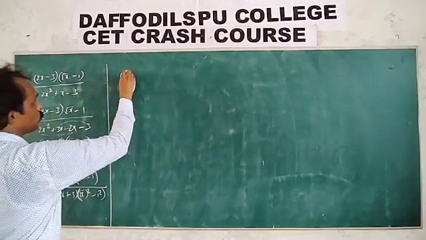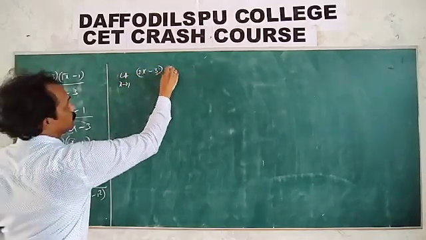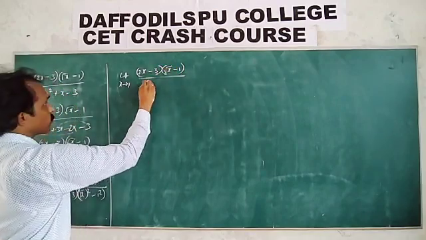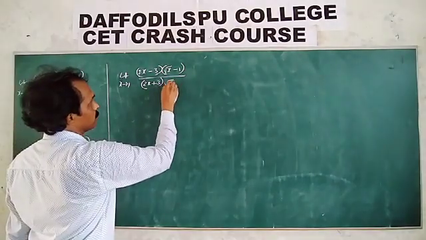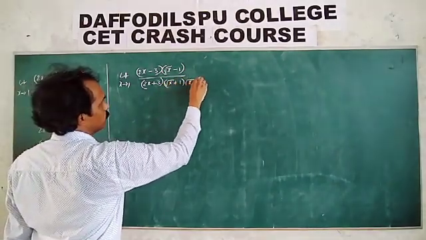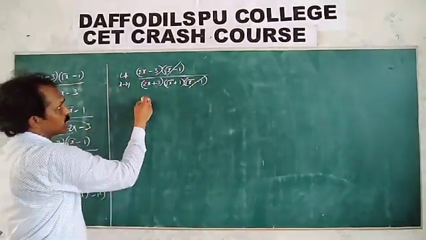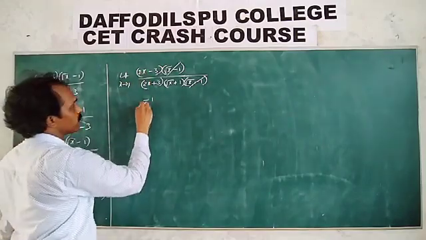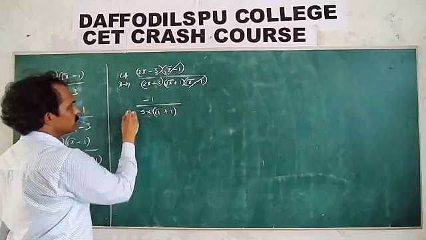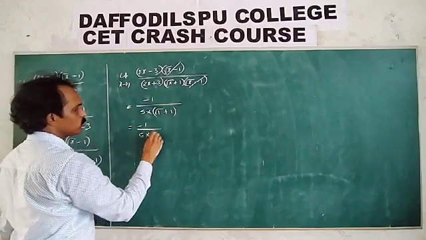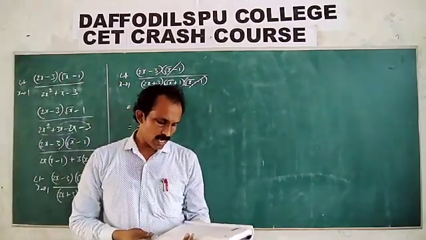Limit x tends to 1, 2x minus 3 root x minus 1 over 2x plus 3. A square minus b square formula, a plus b into a minus b, this one will cancel. Now substitute: 2 minus 3 minus 1 divided by 2 plus 3, 5, root of 1 plus 1, this is equal to minus 1 by 5 into 2, minus 1 by 10. First option is the correct answer.